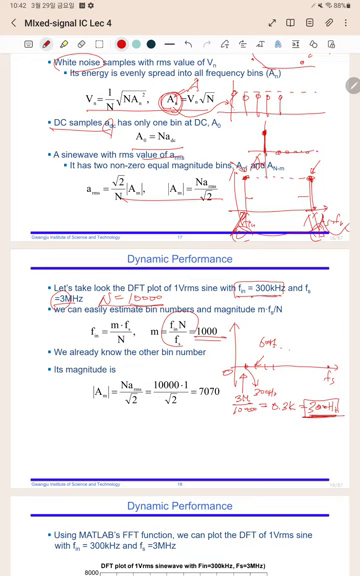So it should be here, and this frequency bin number should be 1,000. Right, so 1,000 multiplied by 300 is 300K. So we already knew where your frequency bin is located, and also using the RMS energy theorem, we can calculate the magnitude of your frequency bin.